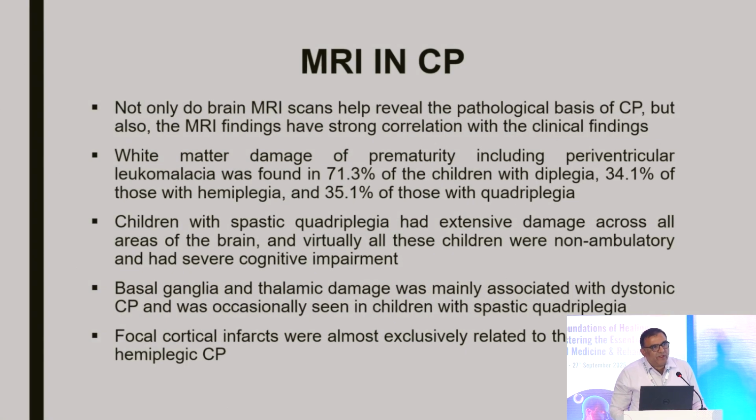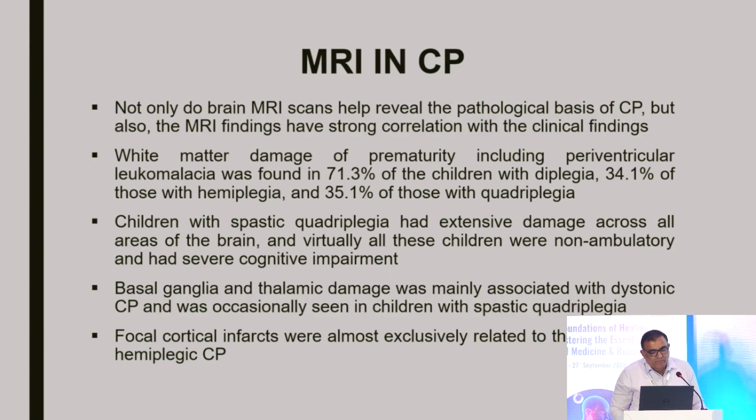MRI in CP does not serve only in the diagnosis or in revealing the pathology. There are enough studies to say that MRI findings have a strong correlation with clinical findings also. For example, white matter damage of prematurity like periventricular leukomalacia is seen in around 71.3% of cases with diplegia, 34.1% of hemiplegia and 35.1% of quadriplegia. So it can be seen in any type of CP.